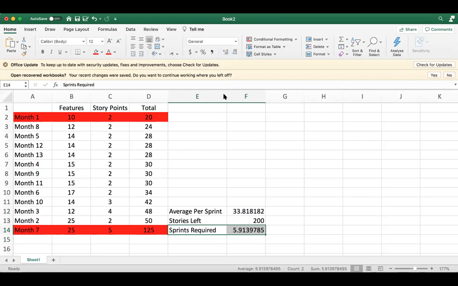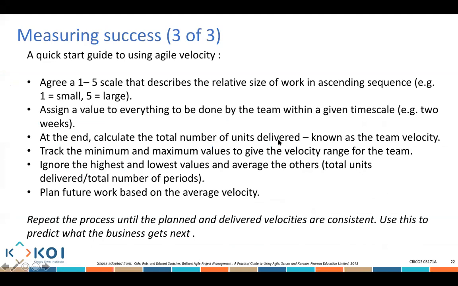And that's really relating to this point here, which is about the velocity. So it's basically telling you the same thing. You're going to describe the relative size of the work in ascending order. 5 is large and 1 is low. You're going to assign the value to everything to be done by the team. So 2 weeks, 3 weeks, whatever. You're going to then calculate the total number of units delivered, known as the velocity.